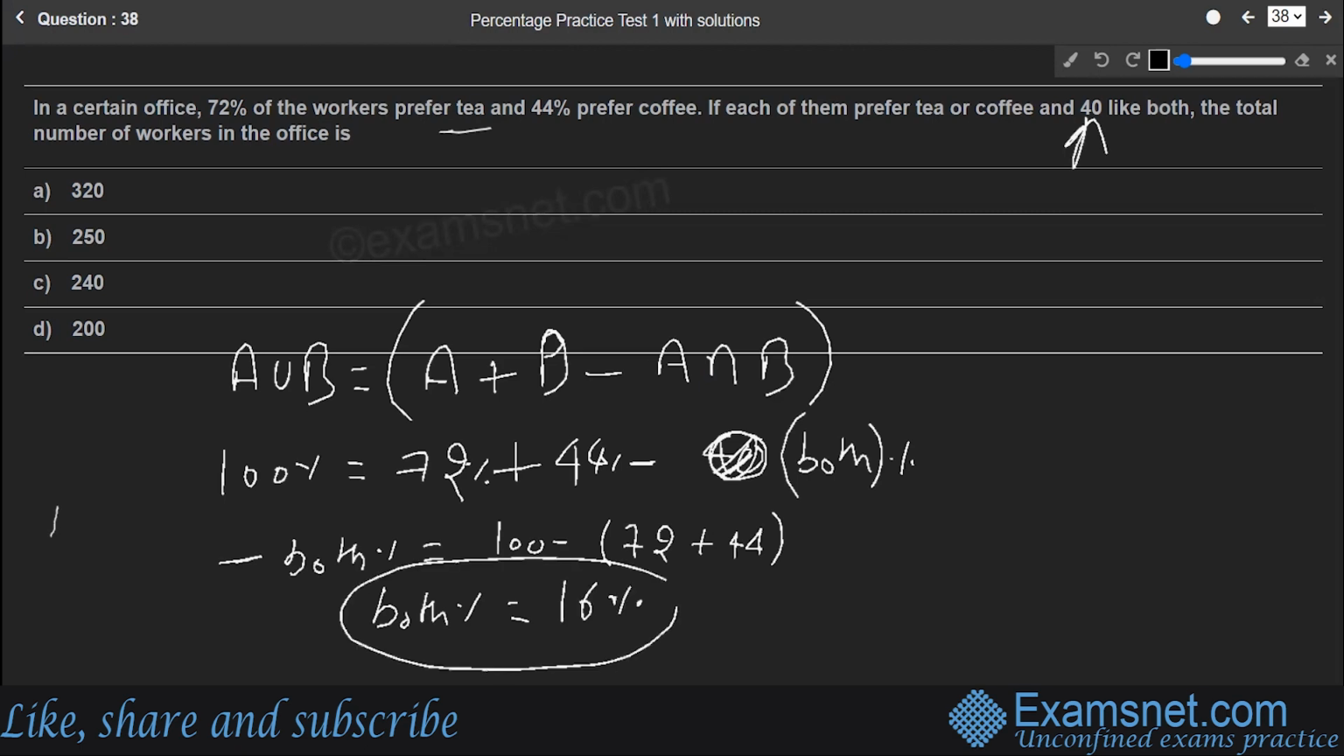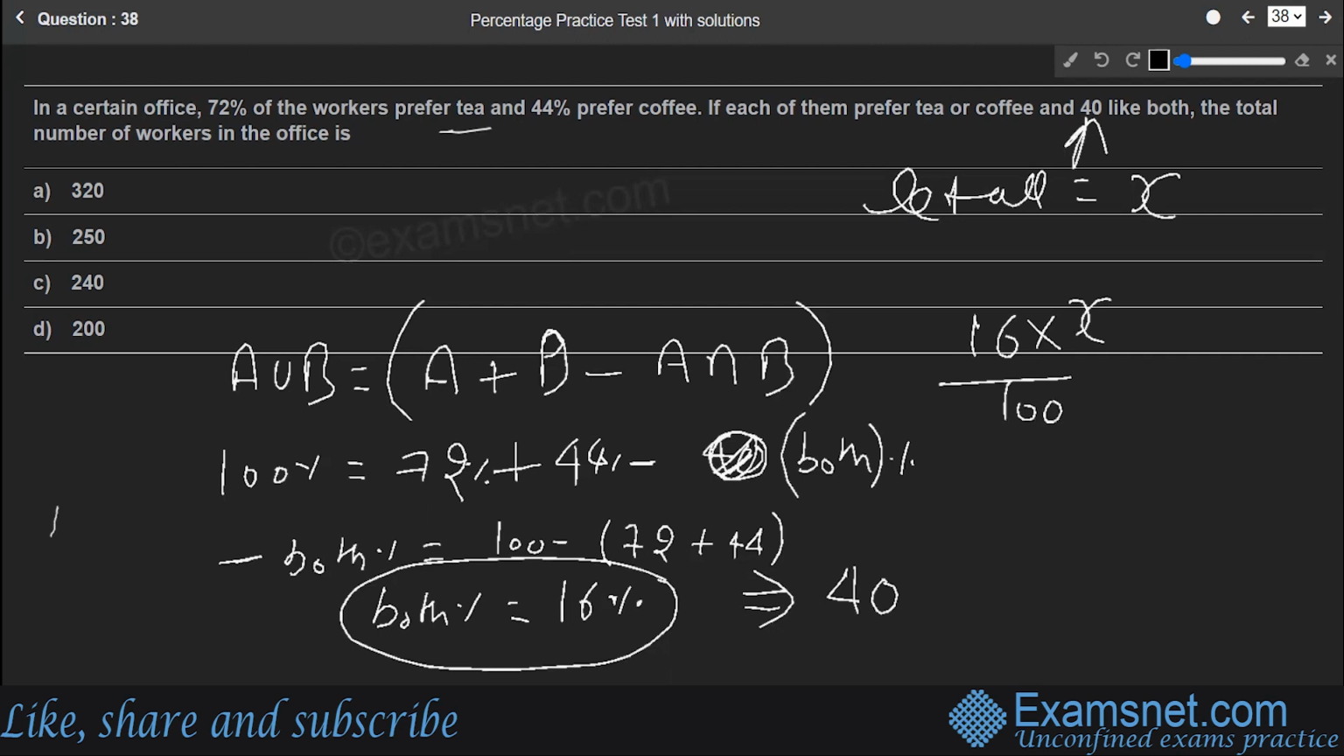So that means the percentage of people who like both is 16%, and the number of people who like both is 40. So we can always equate this. The total number of people who like both is 16% of all people. So we'll have to assume all people here. Let all people be X. Now 16% of X, the people who like both, is equal to the value of both, which is 40. So 16 upon 100 times X is 40.